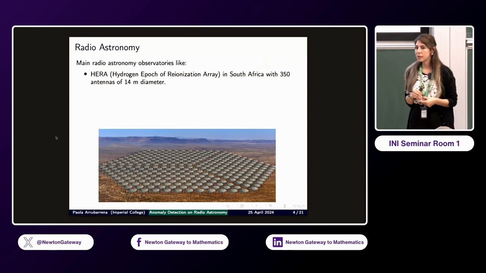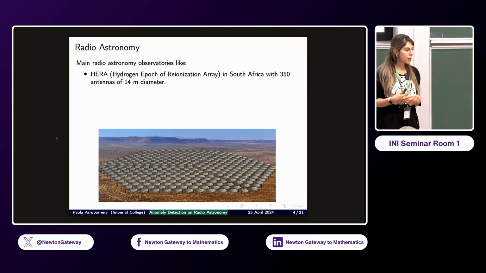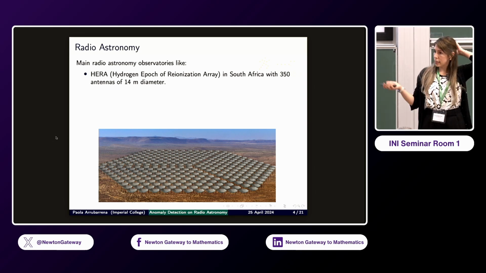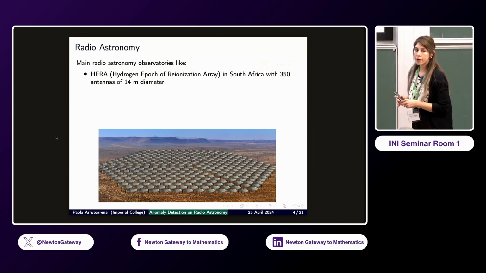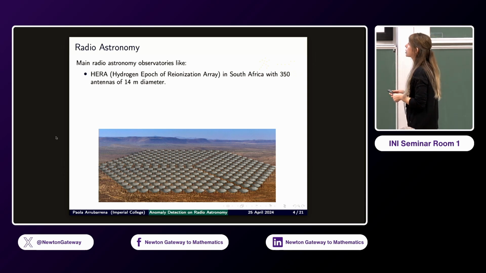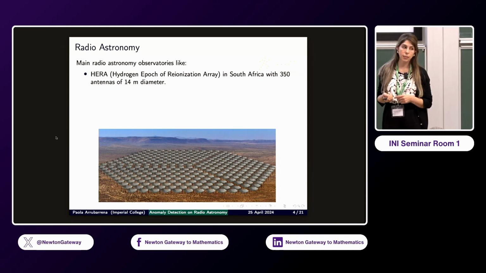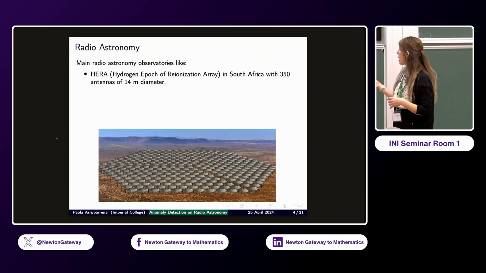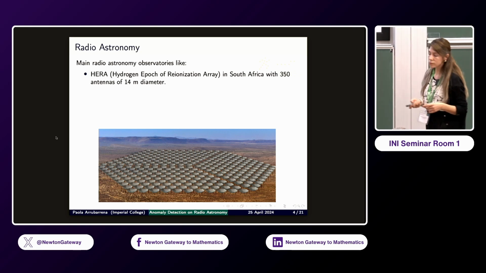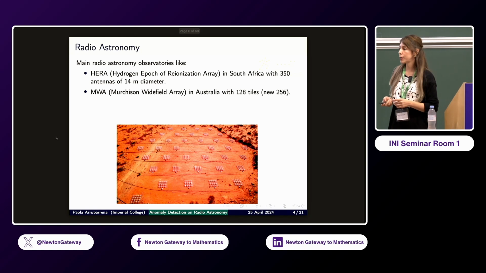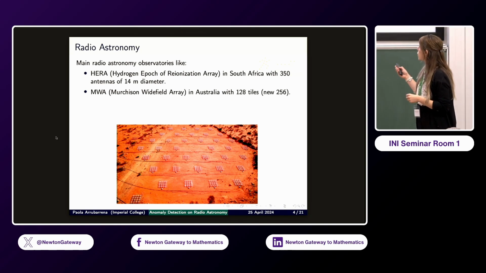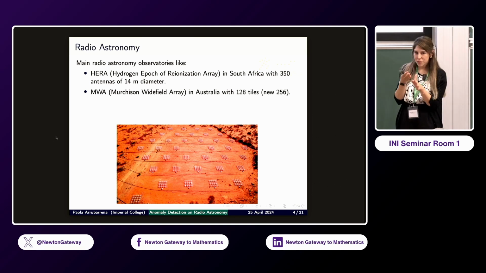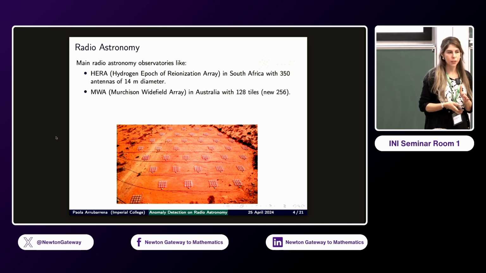So, okay, I'm going to mention these main radio astronomy observatories, because I'm going to be showing some data taken from them. The first one is HERA, which is located in South Africa. It's composed of 350 antennas, each of 14-meter diameter, so they're quite big, and it has this hexagonal structure. The second one is the MWA array, located in Australia, composed of 128 tiles. These tiles are really an array of smaller antennas, 4x4, spider antennas I call them.